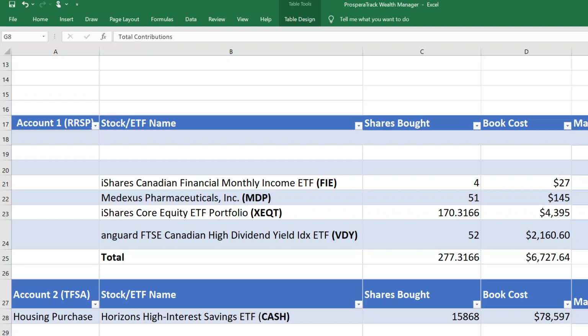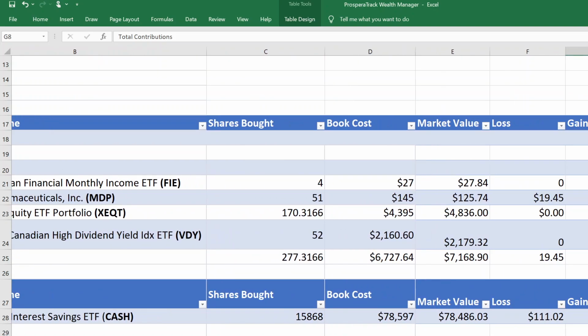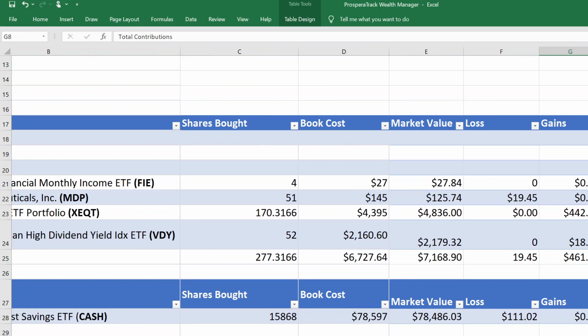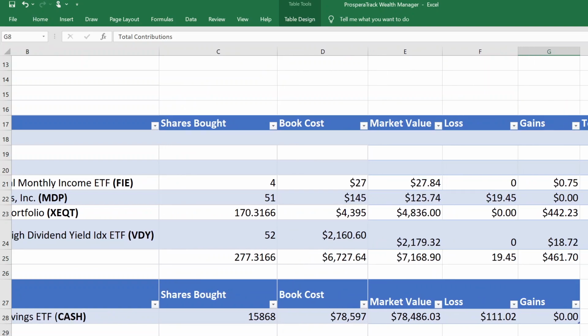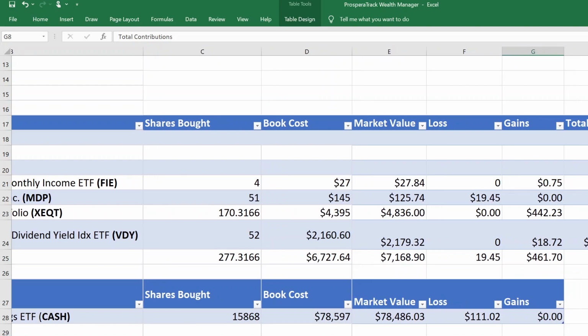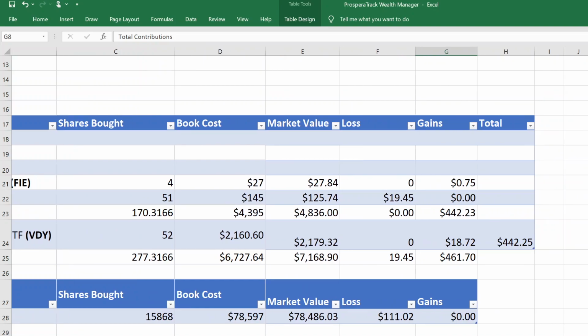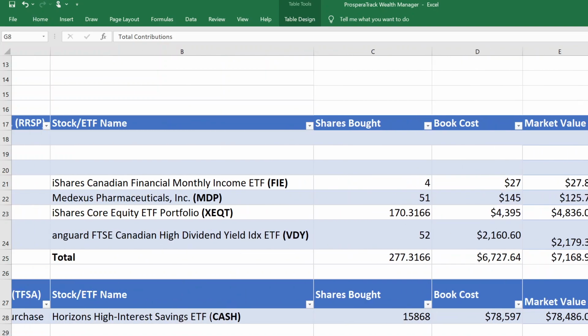The book value of this share is currently 4,395, and the market value is currently 4,834 dollars and 34 cents. As you can see, I'm currently in the positive on this one quite a bit. I currently have 442.23 dollars in gains on that particular one.